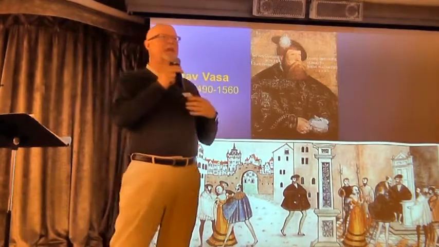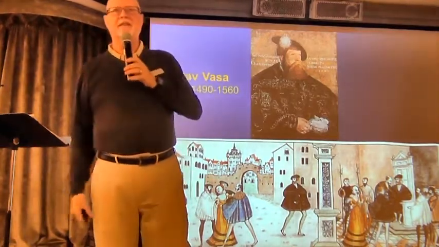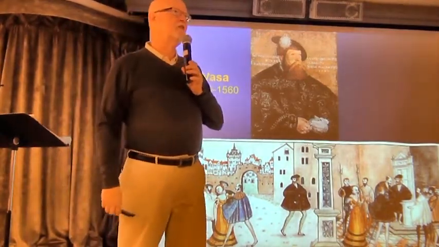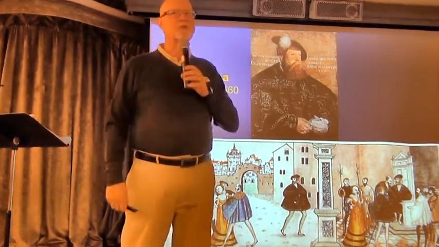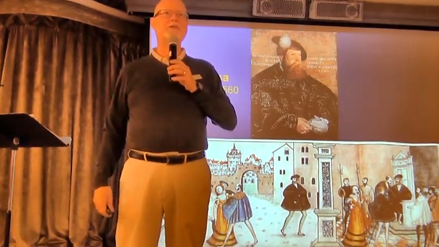He invited the nobility from Sweden to a banquet. They got there, he had the local archbishop declare that 18 of the leaders of Sweden were heretics, and they were taken out and executed.